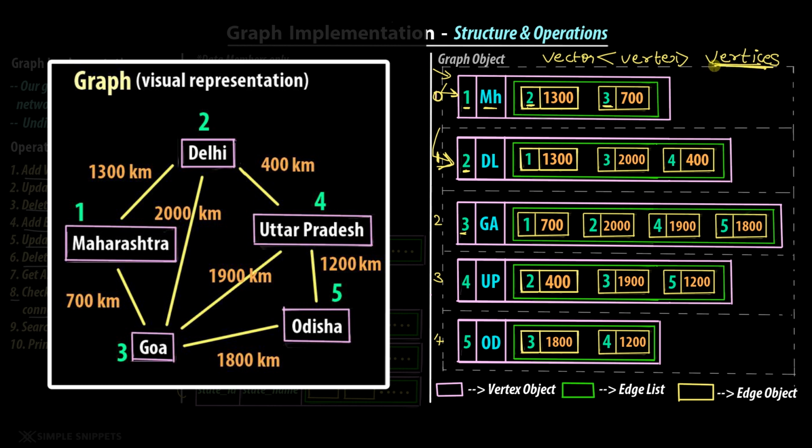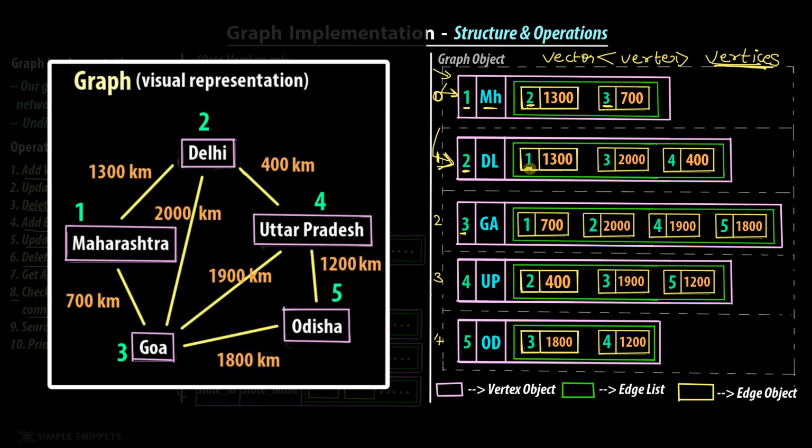So in the vertices vector, the second element is a vertex object which is storing the data for Delhi. Right? The state ID of Delhi, the state name DL, and the edge list for Delhi. The edge list is nothing but a list of edges from Delhi to the different states that it is connected to. We just said that Maharashtra is connected to Delhi, which means that Delhi is also connected to Maharashtra because remember, this is an undirected graph. So if there is an edge between Maharashtra and Delhi, there is also an edge between Delhi and Maharashtra.